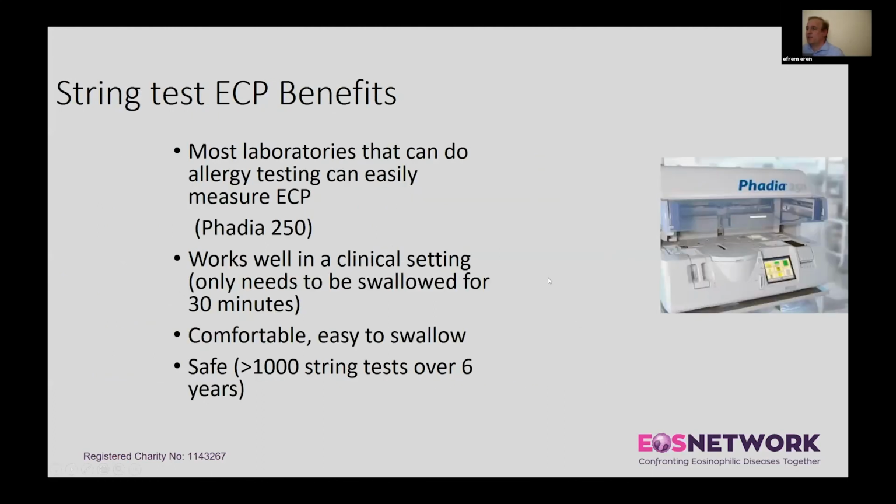We've done about 1,000 patients and really no real problems. Only one person's ever swallowed a string test and it was fine. It just went straight through. And so it's great because, as I said, most labs can do ECP. It works well in a clinical setting. It's not one-upmanship, but we do 30 minutes because it fits in well with clinic, and we've done time courses. And actually with ECP, 30 minutes works very well.